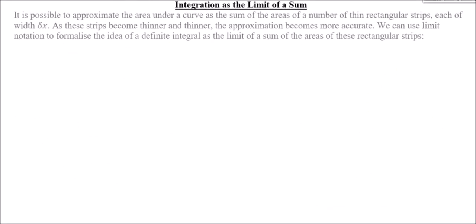Integration is a limit of a sum. So, it is possible to approximate the area under a curve as the sum of the areas of a number of thin rectangular strips, each of width delta x. As these strips become thinner and thinner, the approximation becomes more and more accurate, and we can use limit notation to formalize the idea of a definite integral as the limit of a sum of the areas of these rectangular strips, which gives rise to this general result.